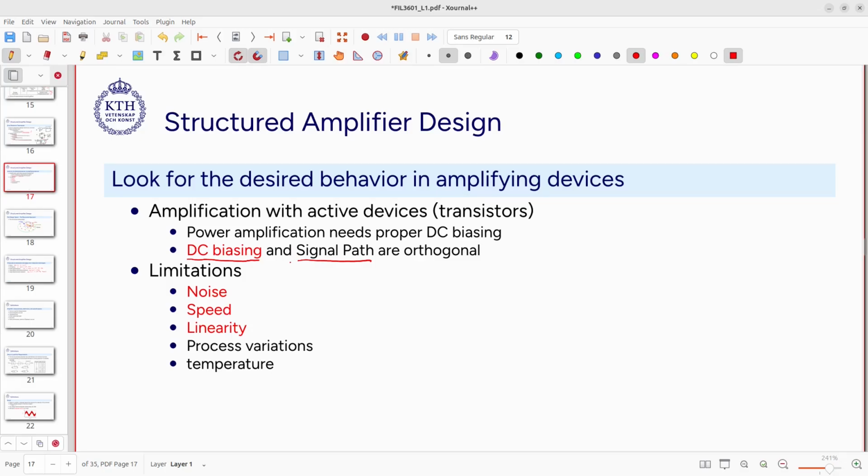For the transistors that are part of the signal path, we have to take them separately. We need to be very careful with their noise performance because they contribute directly to the noise. They process the signal with the noise. Their speed or bandwidth, the nonlinear behavior, because they will also introduce nonlinearities.